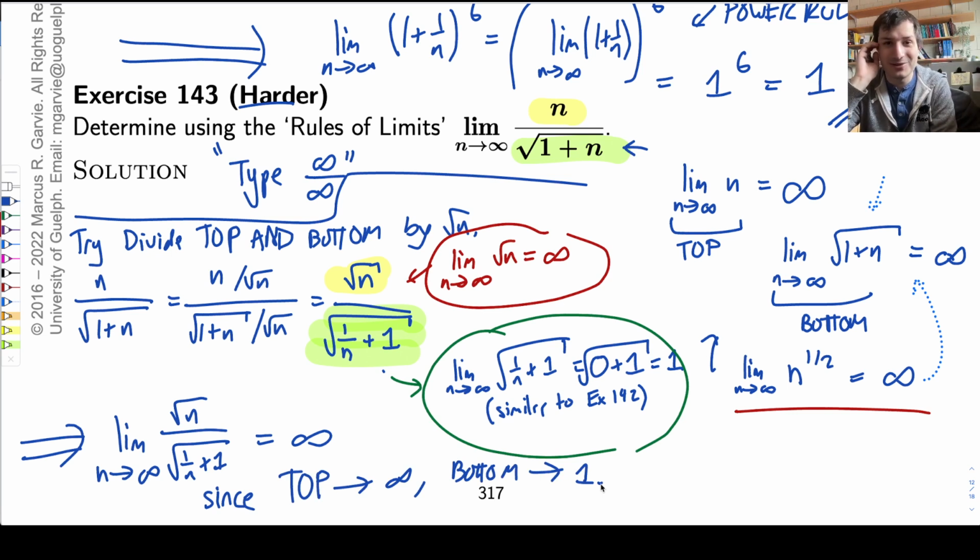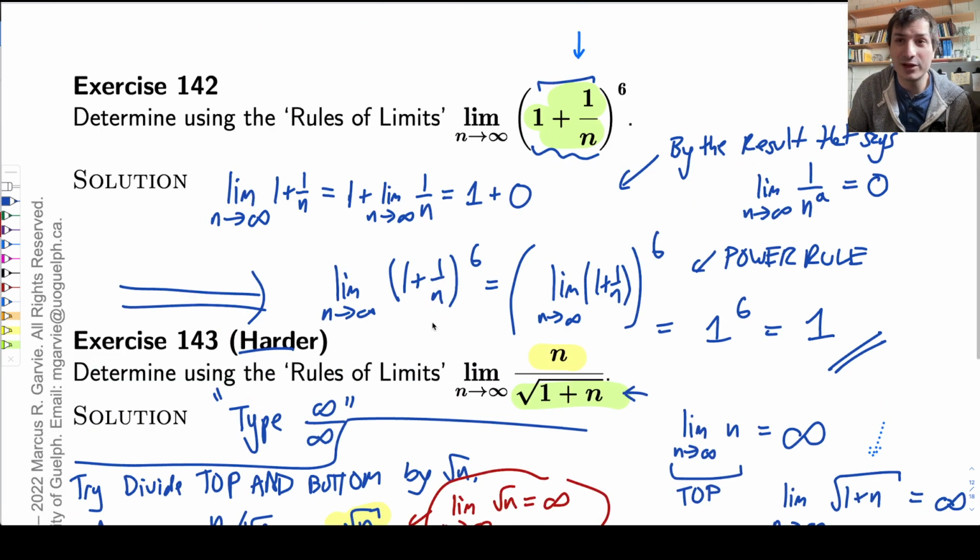Okay, they're not numbers, so don't say that. But if the top is going to infinity and the bottom is going to 1, the whole thing must be going to infinity. Okay, so that is exercise 142 and 143.